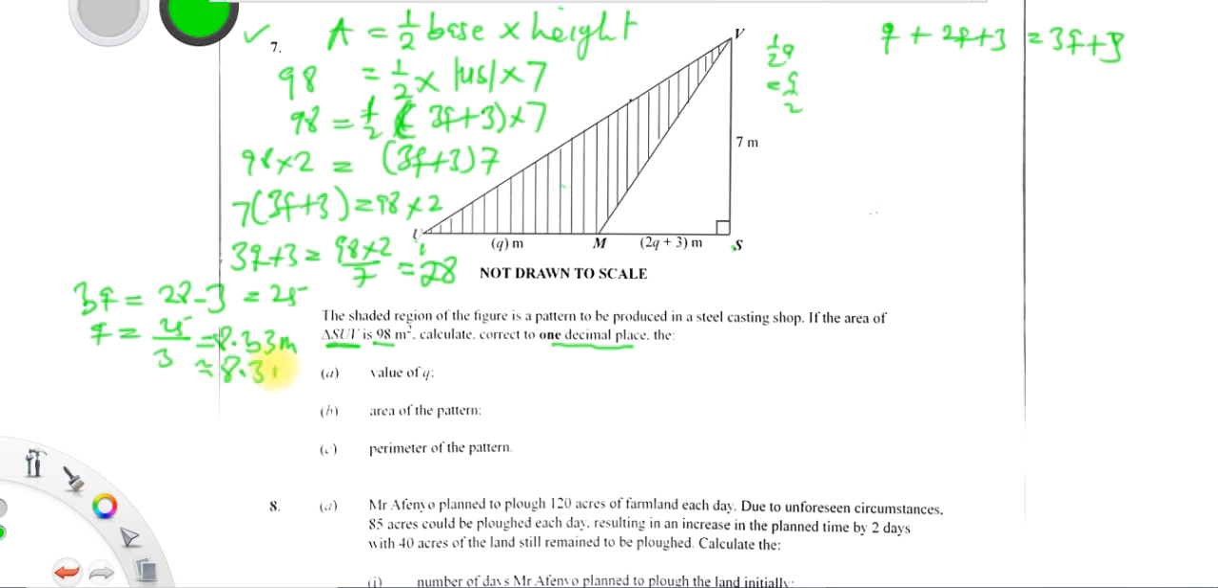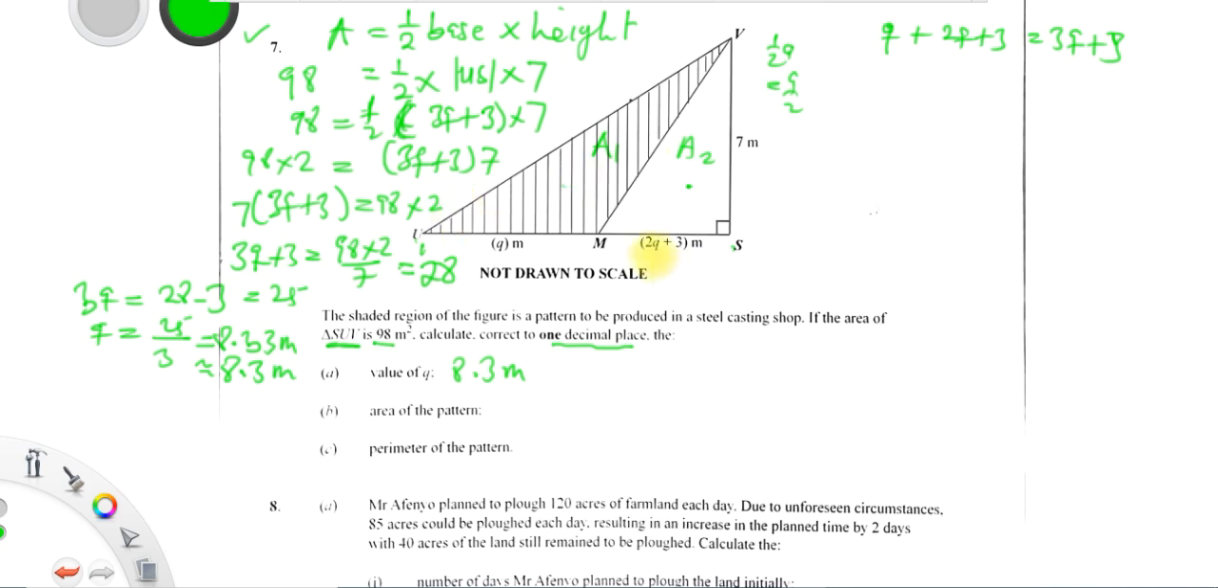8.3 meters. Have you seen? So this is 8.3. Okay, so you see the area of the pattern. If you want to find the area of this, it is the same as this. If this is A1 and this is A2, then A2 plus A1 will give you the whole area. So if you want the area of this, it is the whole area minus the area of this one. Have you seen, guys? Fine.